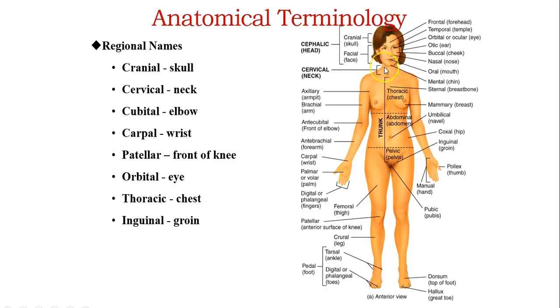The neck is cervical, and then just going down the list very quickly, cubital means elbow, carpal means wrist, patellar is the front of the knee, orbital, the eye, thoracic, chest, inguinal refers to the groin.